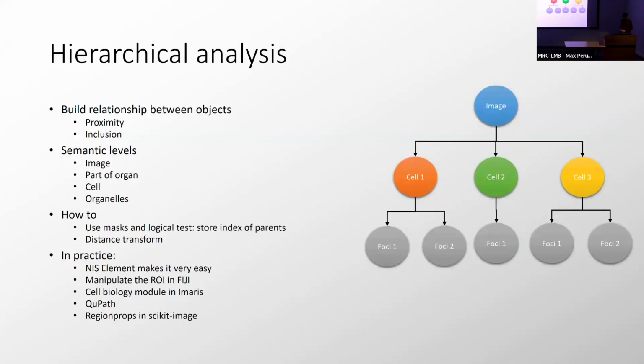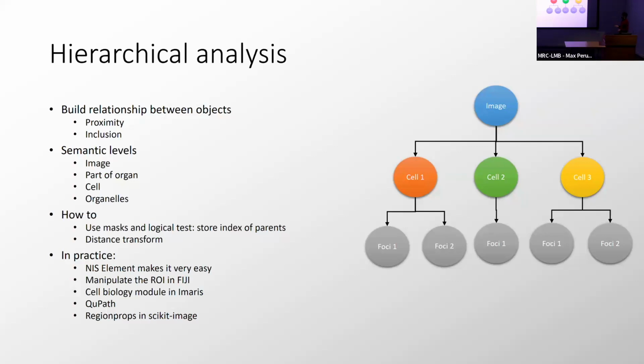And finally, a last thing you might want to do is to build up a hierarchy of your masks or segmentation based on proximity or inclusion. So you can have several semantic levels for this. You can have the image, part of an organ, for example, cell and organelle. So, how many Golgi stacks do I have per cell, for example, this kind of thing.